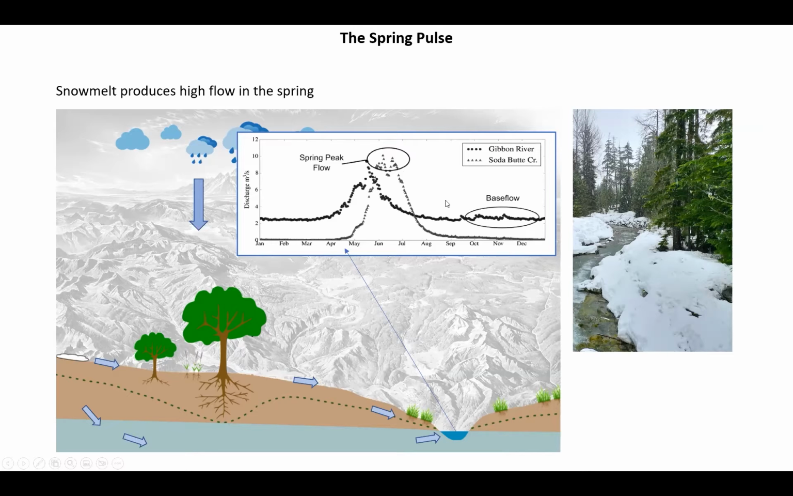And the interesting thing about this hydrograph is how different these two creeks are. Gibbon Creek is groundwater dominated, so it's mostly this base flow that you notice, and there's a smaller spike in the spring. Soda Butte Creek is located higher up where there's not so much depth in the aquifer. And so in the winter months, the flow almost drops off to nothing, and the spring pulse is much more pronounced.